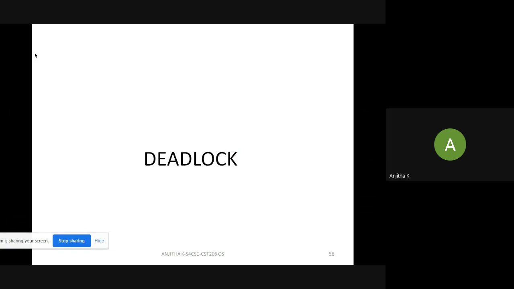Okay, so we stopped at deadlock. In deadlock we have covered two topics. What is a resource allocation graph? What is deadlock? What is a system model? So let's revise a little, and after that we can start. Just a revision. Okay, so what is deadlock?